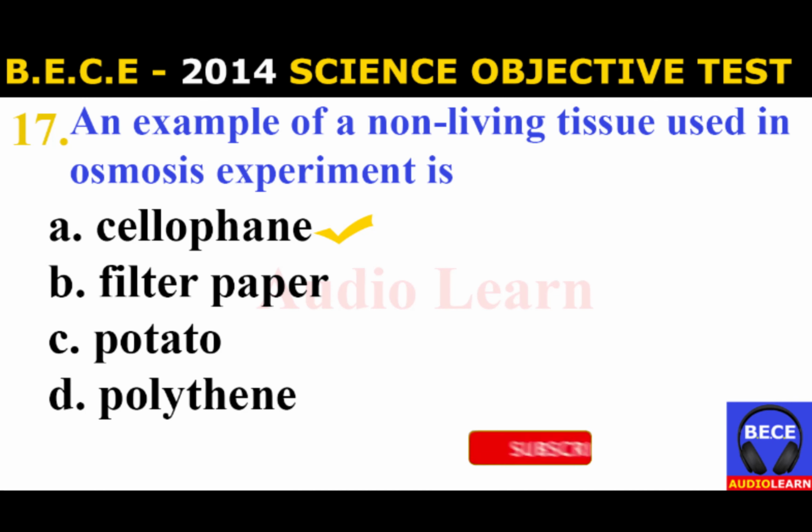Number 17. An example of a non-living tissue used in osmosis experiment is A. Cellophane, B. Filter paper, C. Potato, D. Polythene. And the answer is A. Cellophane. An example of a non-living tissue used in osmosis experiment is cellophane.